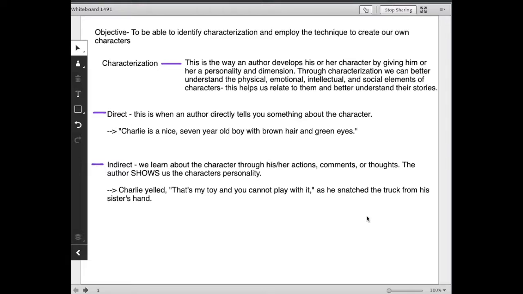So Charlie yelled, "That's my toy and you cannot play with it," as he snatched the truck from his sister's hand. Okay, excellent. So we have Charlie giving us some dialogue, but we have him yelling. We have him grabbing a toy back from his sister and saying, "You cannot play with it." So in your mind, if you were to describe Charlie's character, what word would you use? So think for just a second.